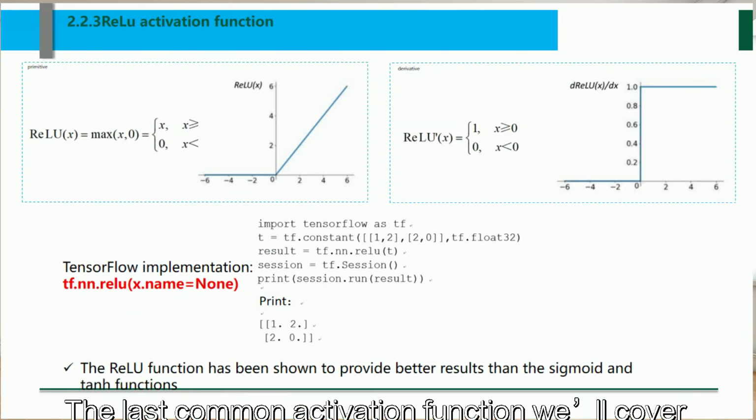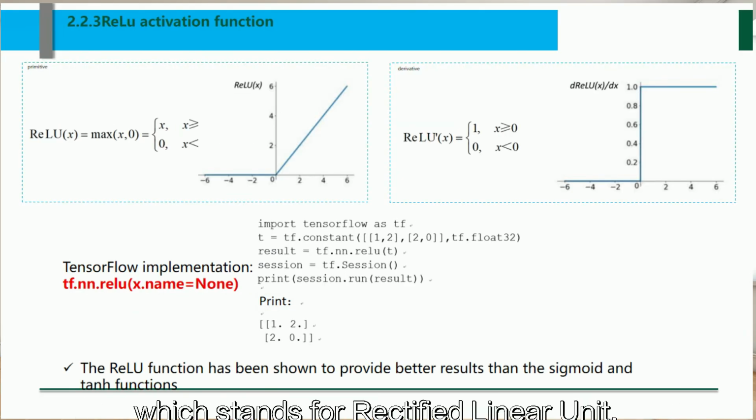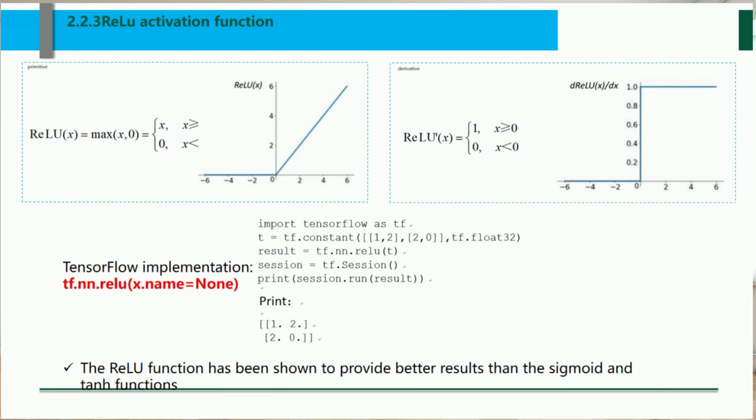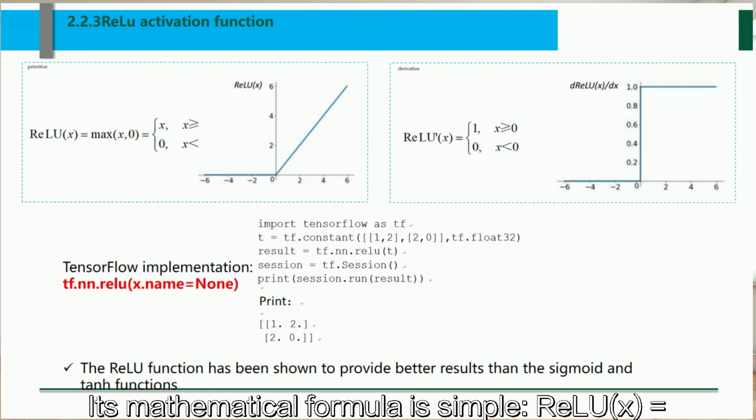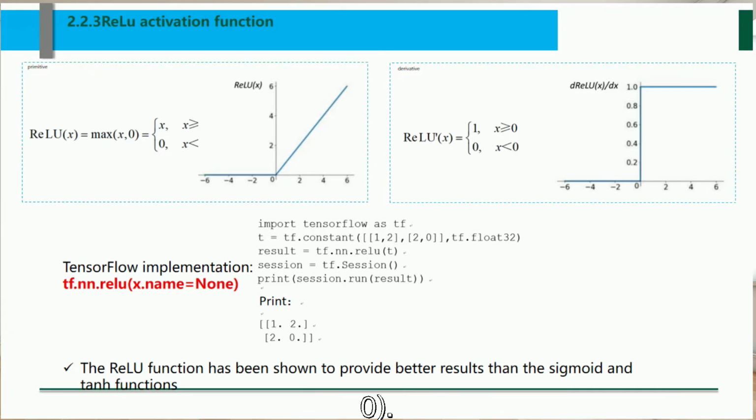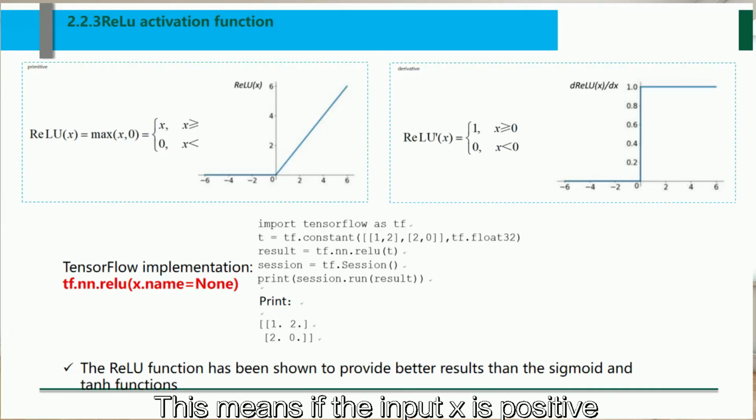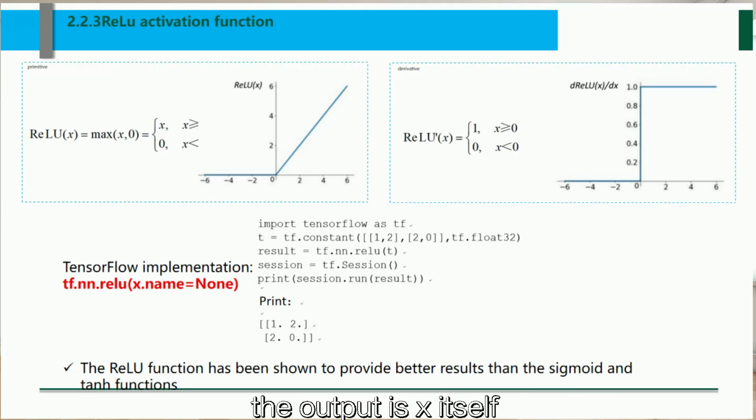The last common activation function we'll cover is ReLU, which stands for rectified linear unit. Its mathematical formula is simple: ReLU x equals max x, 0. This means if the input x is positive, the output is x itself. If x is non-positive, the output is 0. In TensorFlow, we use tf.nn.relu(x, name=None) to implement it.